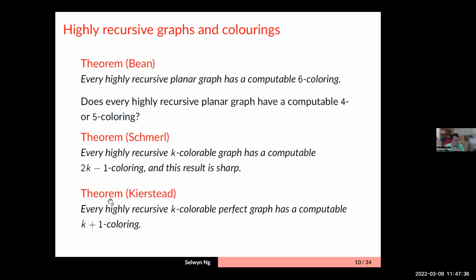And there is a related result by Kierstead, who shows that if you further assume that the highly recursive graph is also perfect. A perfect graph is one where the chromatic number of every subgraph is equal to the size of the largest clique. So that means that every finite subgraph can be colored using the minimum number of colors that are necessary. If you have a graph like this, then you only need k+1 many colors to get a computable coloring.